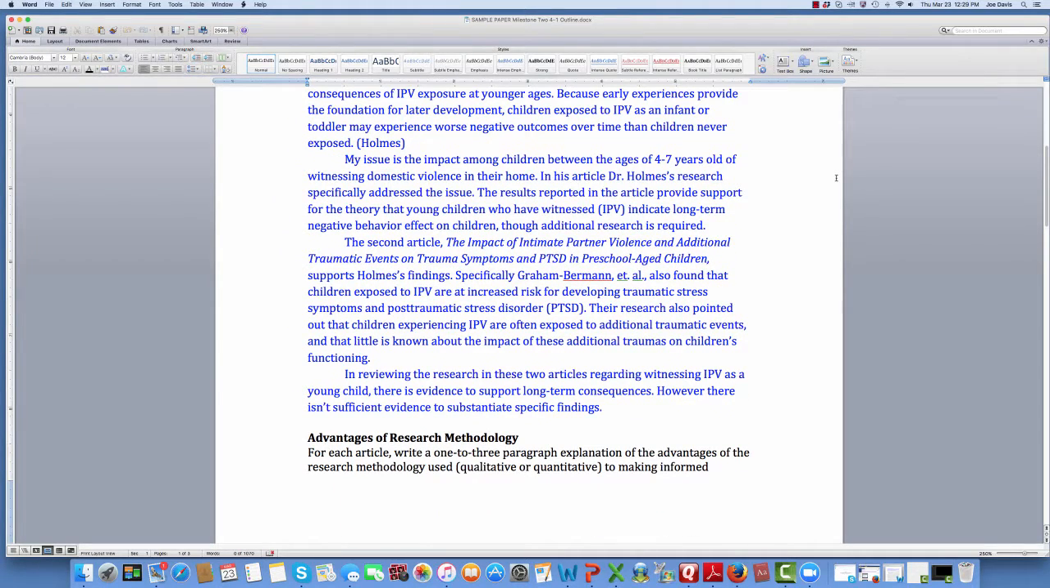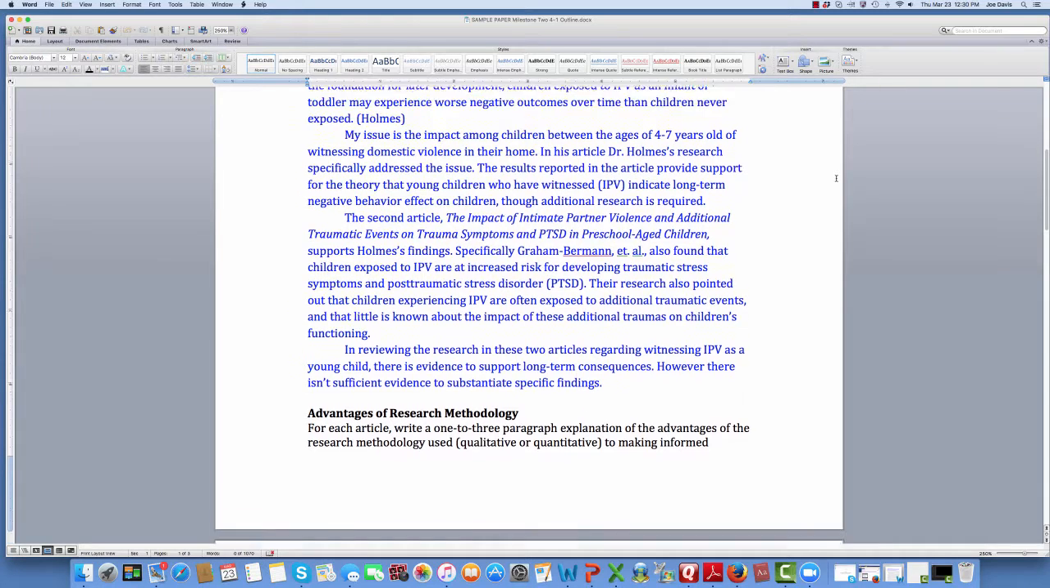The second article, The Impact of Intimate Partner Violence and Additional Traumatic Events on Trauma Symptoms and PTSD in Preschool-Aged Children, supports Holmes's finding. Specifically, Graham Berman and others also found that children exposed to IPV are at increased risk of developing traumatic stress symptoms and post-traumatic stress disorder, PTSD. Their research also pointed out that children who experience IPV are often exposed to additional traumatic events, and that little is known about the impact of these additional traumas on children's functioning.